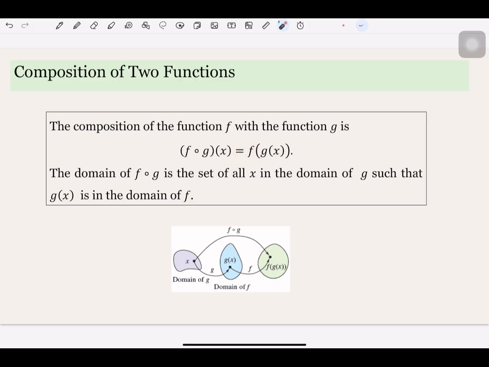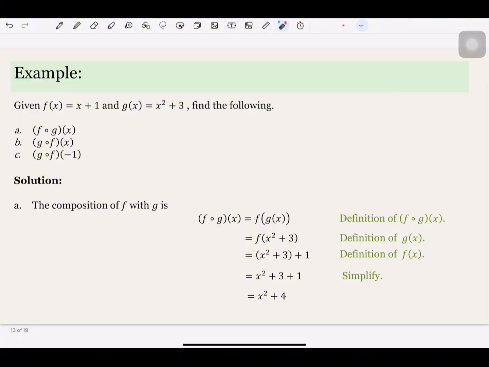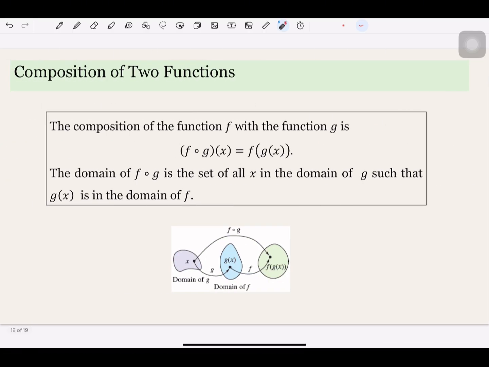So let's try some examples, then you will see this idea clearly. Let's start with these examples. Here you're given two functions and you're asked to find the compositions of these functions. Let's start with the first one. This says you have to find the composition of f and g. By the definition, you can write f of g of x.